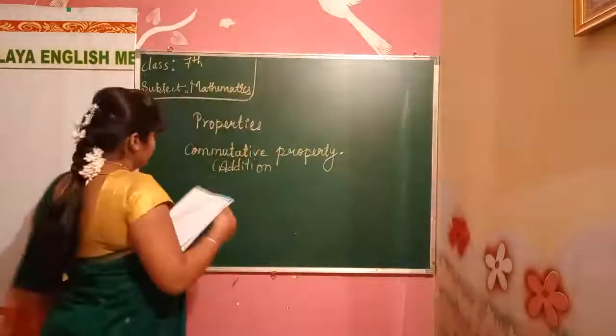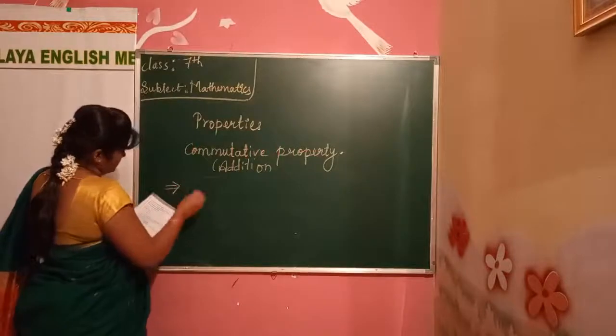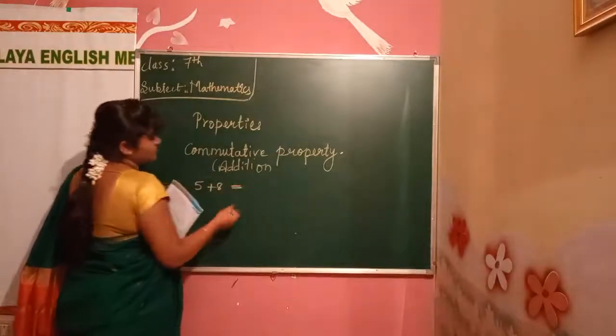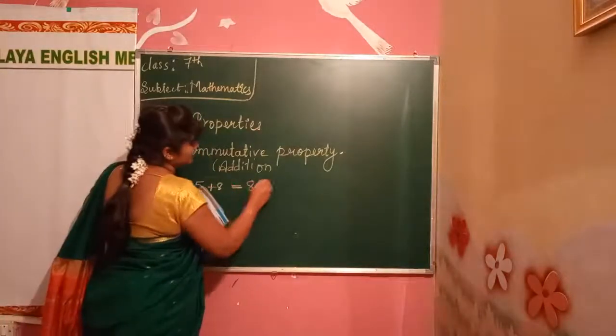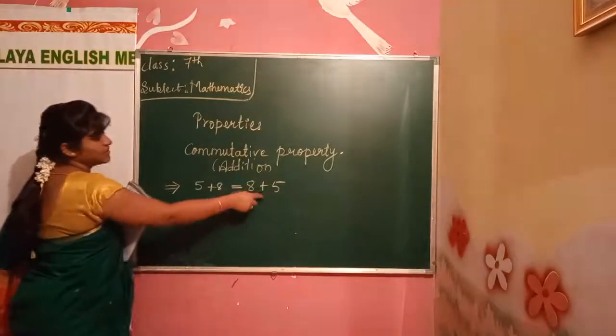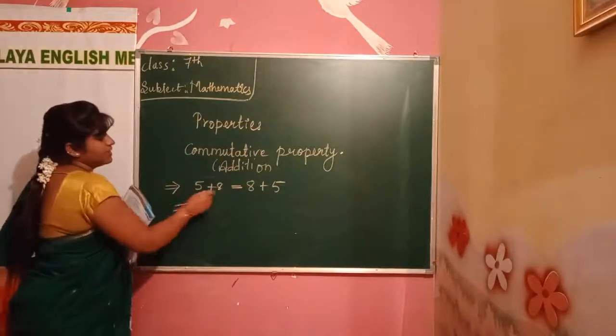For example, 5 plus 8. When I reverse it, 8 plus 5. 5 plus 8, 8 plus 5. What we get?